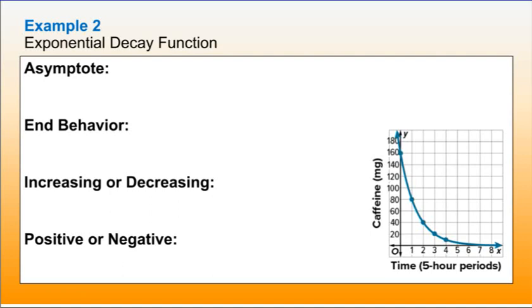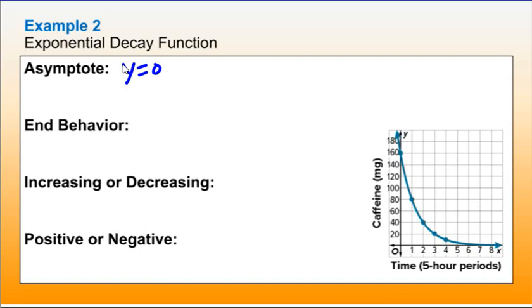Next, we got the asymptotes. The asymptote would be y equaling 0. So for that one, you're always going to have, you can't have the y value being 0. It can't be 0 or below because that means your caffeine level is going to be 0 or below 0, and it can't get to that point.